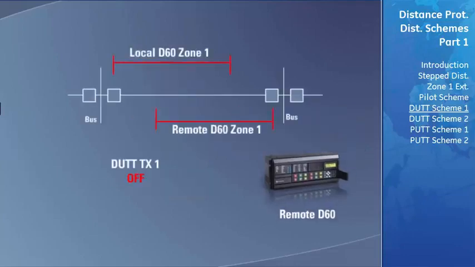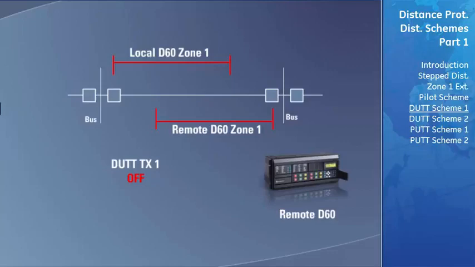If only one bit of information can be sent back and forth on the communication channel between the 2 D60s, as in the case of a power line carrier, or when 3-phase tripping will occur for all faults, the D60 needs to be programmed to only use one of the DUTT transmit bits.